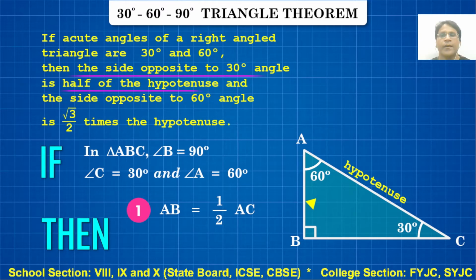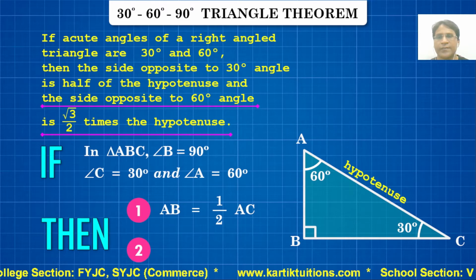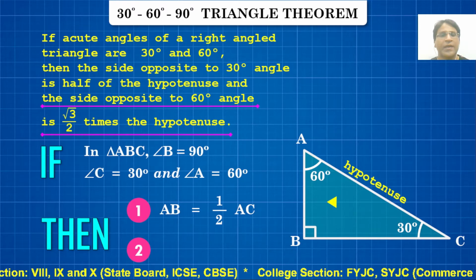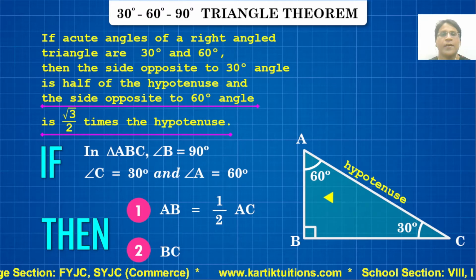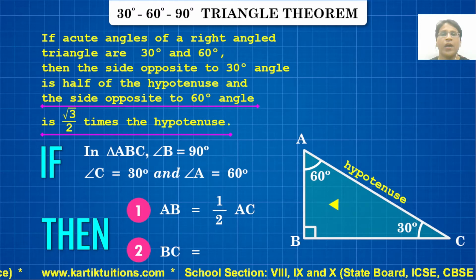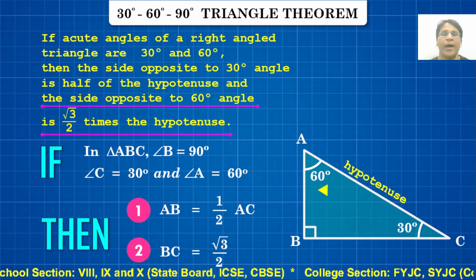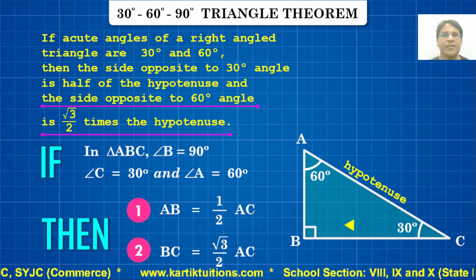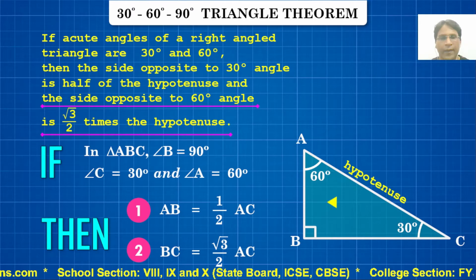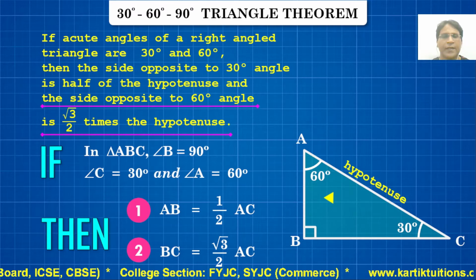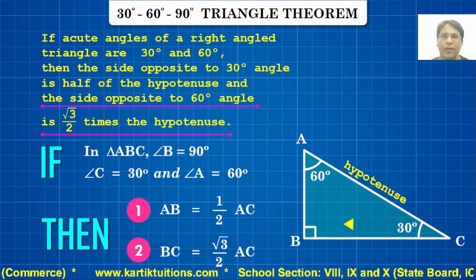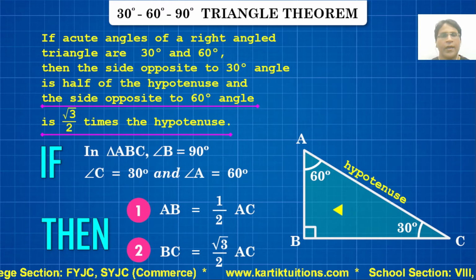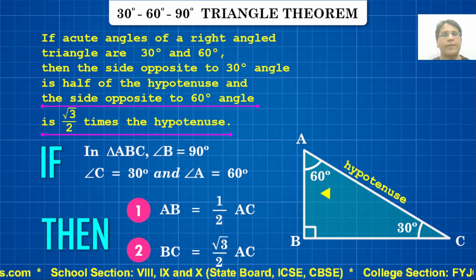And the side opposite to 60°. Now this is the second part. It states the side opposite to 60°. Which side is opposite to 60° here? BC. So the side opposite to 60°, that is BC, is root 3 upon 2 times the hypotenuse. That means it is root 3 upon 2 into AC. So in the 30, 60, 90 triangle theorem, if you have a right angle triangle where one angle is 30 and the other acute angle is 60, then it is a 30, 60, 90 triangle, and so we can apply this theorem. It states the side opposite to 30° is half the length of the hypotenuse and the side opposite to 60° is root 3 upon 2 times the length of the hypotenuse.